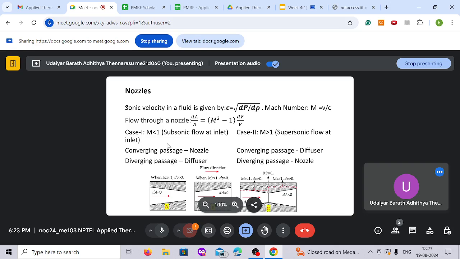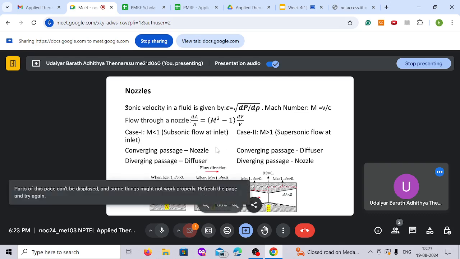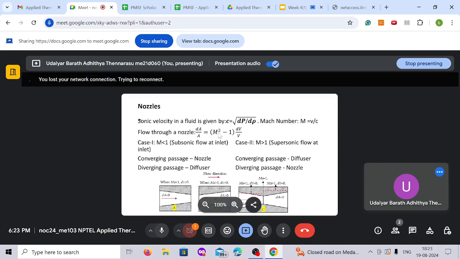As I was speaking, if Mach velocity is less than 1, that is, it is subsonic flow, then a decrease in area will create an increase in velocity as per this equation. This comes from the state energy mass balance equation, and then it will act as a nozzle. If there is an increase in area, then my velocity will start decreasing, and it will act as a diffuser.